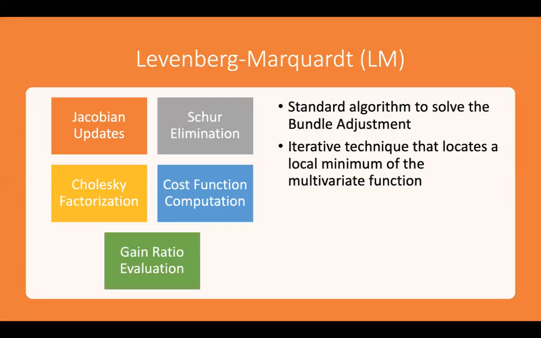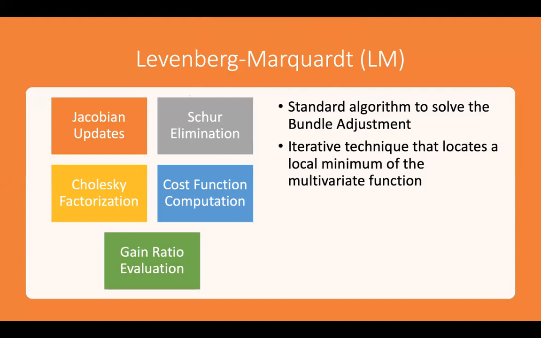Let's look into the Levenberg-Marquardt algorithm. The Levenberg-Marquardt algorithm is the standard algorithm to solve bundle adjustment. It is an iterative technique that locates the local minimum value of a multivariate function. So now we have a nonlinear discrete optimization function, and we want to minimize that to get the actual value that solves the bundle adjustment problem.